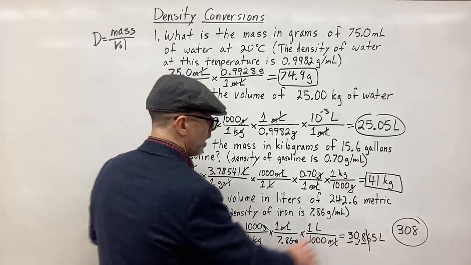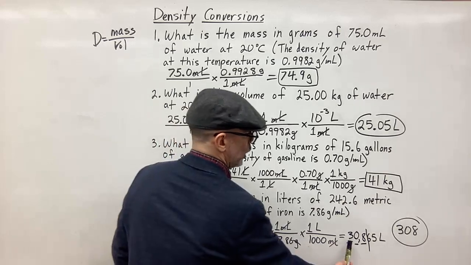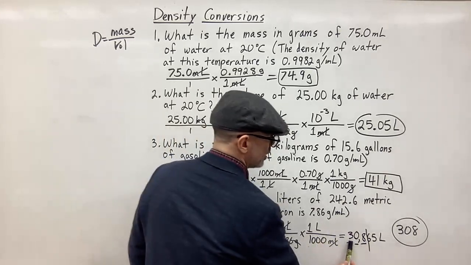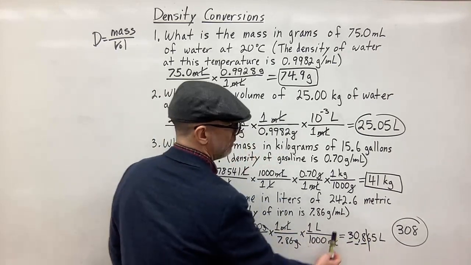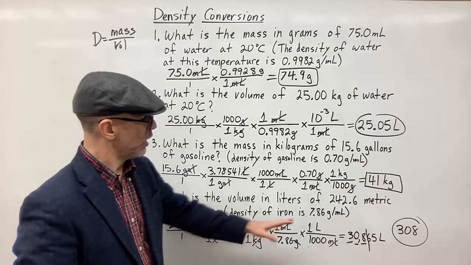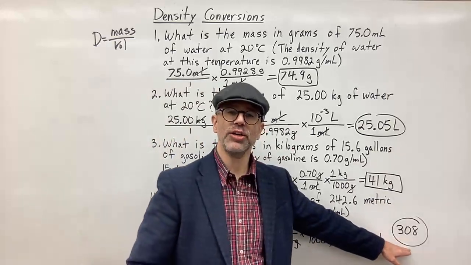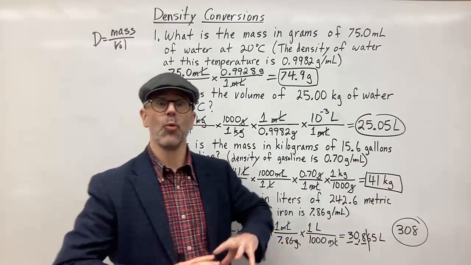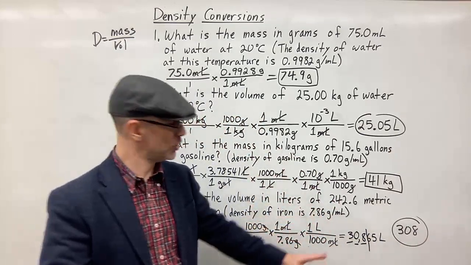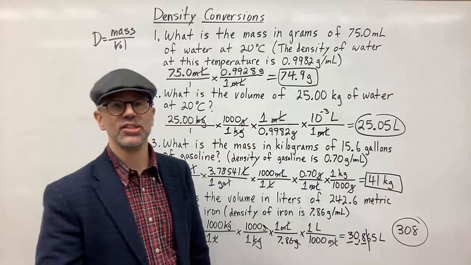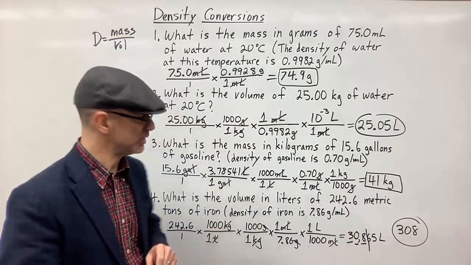So the reason is look at this answer. This is 30,865. This is 308. There is no way in the world that you're going to round your answer that much to go from 30,000 to 300, right? So you got to think logically about this.